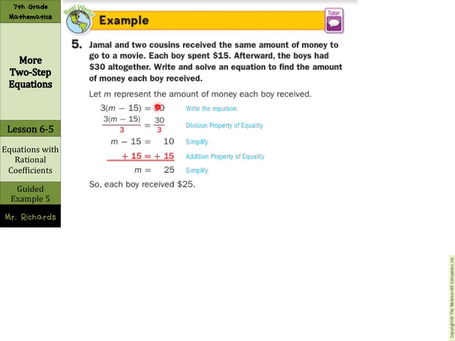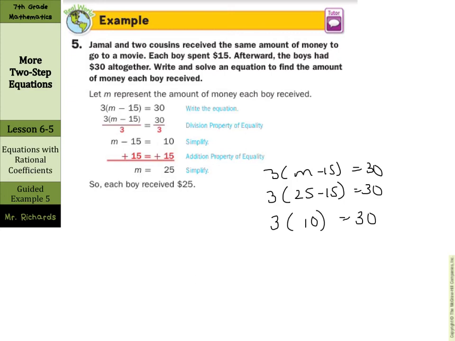And we can solve this like we've been solving all of these. Divide by 3 first. You get m minus 15 equals 10. Add 15, and m equals 25. So each boy received $25. And, of course, when you go to check this, as we rewrite our original equation here, let's make sure it makes sense. Put in 25 for m. So each boy received $25, and they spent the 15. So each boy had only $10 after the movie. There are 3 boys, so 3 times 10 is 30, and that all works out.